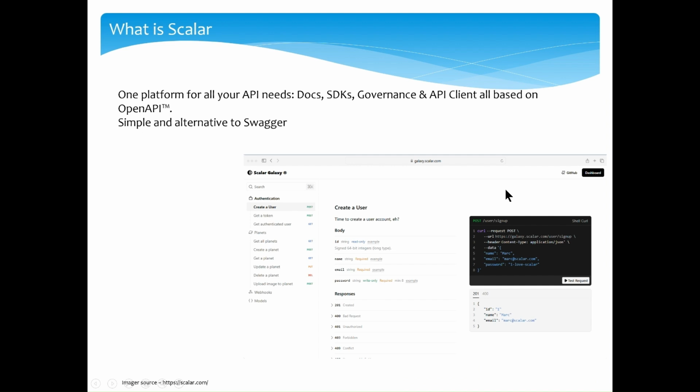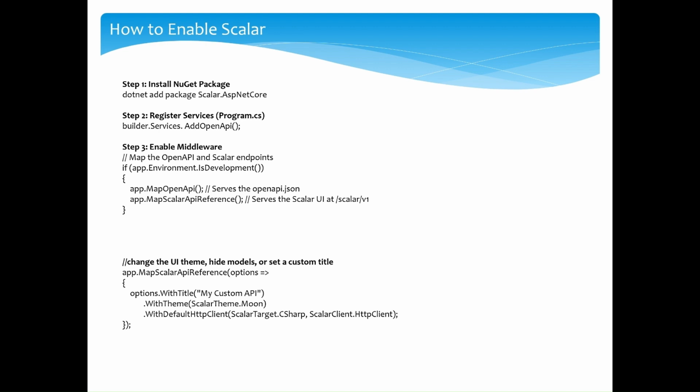This brings us to Scalar. What is it? Simply put, Scalar is a modern, simple alternative to the traditional Swagger UI we are all used to. It acts as one unified platform for all your API needs. Based entirely on the OpenAPI standard, it provides beautiful documentation, SDK generation, API client features, and governance. As you can see from the screenshot, the UI is incredibly clean. It looks like a high-end premium developer portal right out of the box, offering a much better developer experience for anyone consuming your endpoints. Let's get into the code.